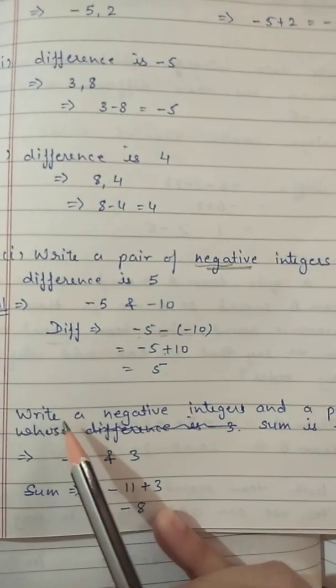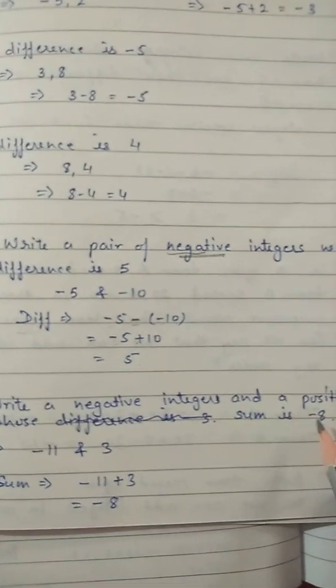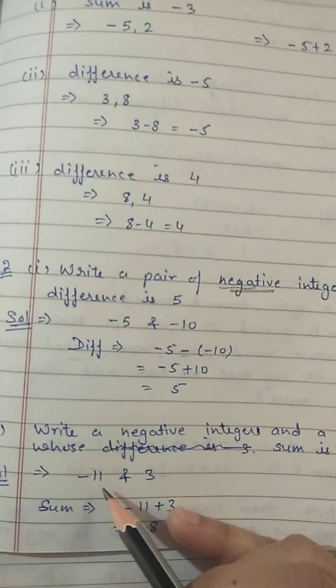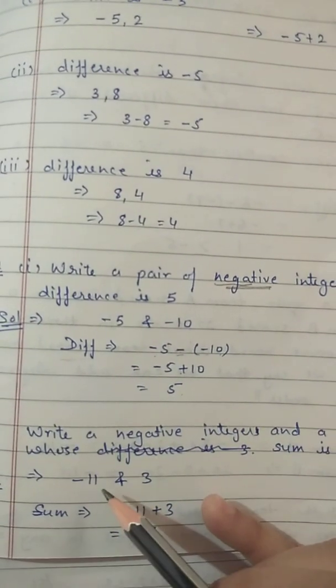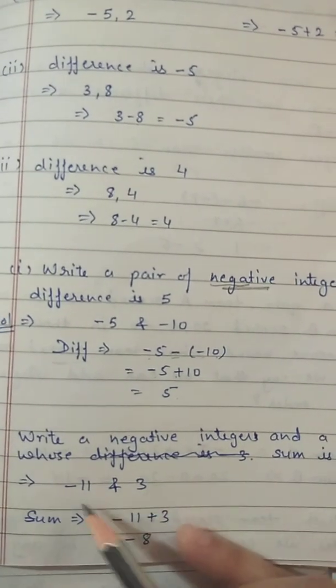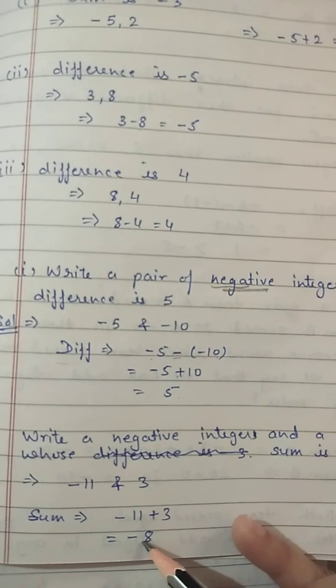Third one, write a negative integer and a positive integer whose sum is minus 8. Here also you will get many answers. Any two examples you can take. Minus 11 and 3. So if we add these two integers, minus 11 plus 3, the answer is minus 8.